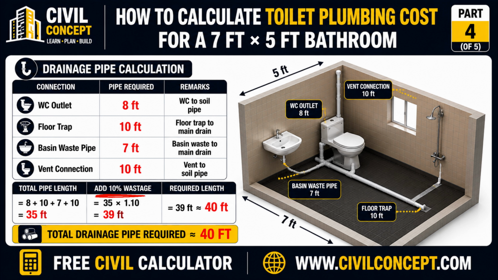Again, we add 10% wastage. 35 times 1.10 equals 38.5 feet, which is approximately 39 feet. For site execution, we consider it as 40 feet. Therefore, total drainage pipe required equals approximately 40 feet.